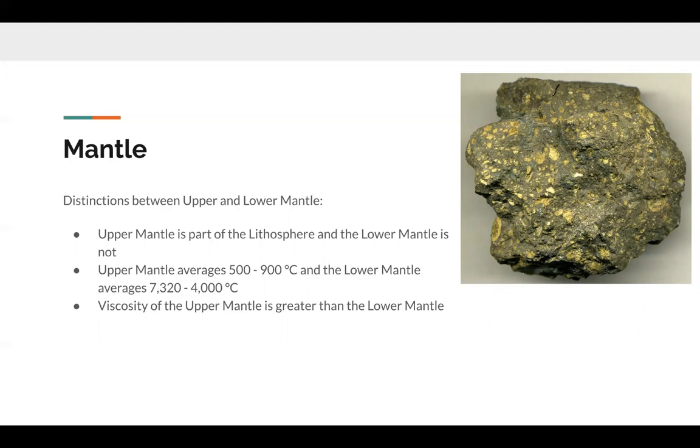The lower mantle is located beneath the upper mantle at a depth of 660 to 2,900 kilometers. The temperature of the upper mantle is 500 to 900 degrees Celsius, while the average temperature of the lower mantle is much hotter at 7,230 to 400,000 degrees Celsius. The pressure of the lower mantle is much greater than that of the upper mantle, which helps increase the viscosity of the lower mantle. However, the upper mantle is still more viscous than the lower mantle.